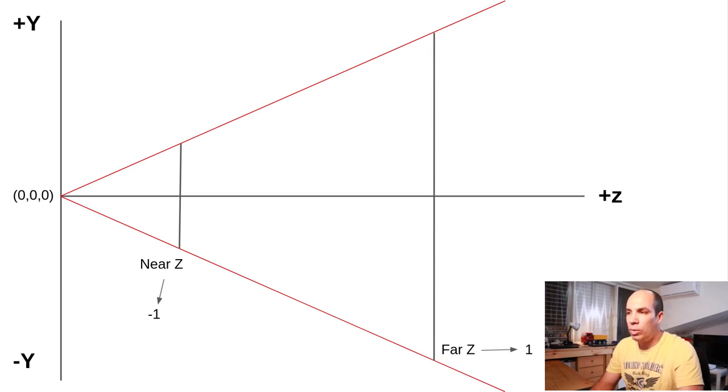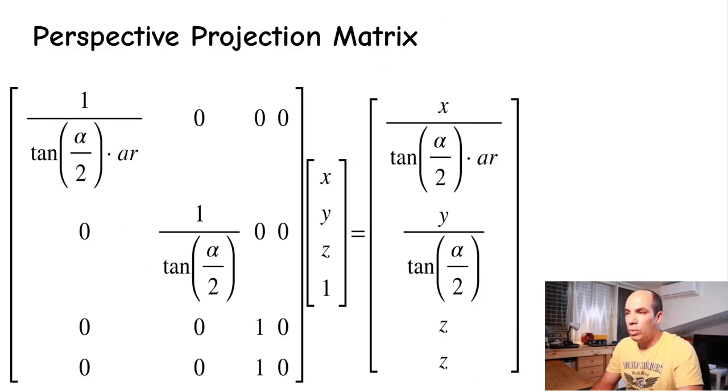Now let's see how we can do that. First, let's review our current perspective projection matrix. This is the matrix that we came up with at the end of the last episode, plus the division by the aspect ratio in the X component. Right now, for the Z value, we're doing a dot product of 0, 0, 1, 0 with the position vector to copy the original Z to the result.